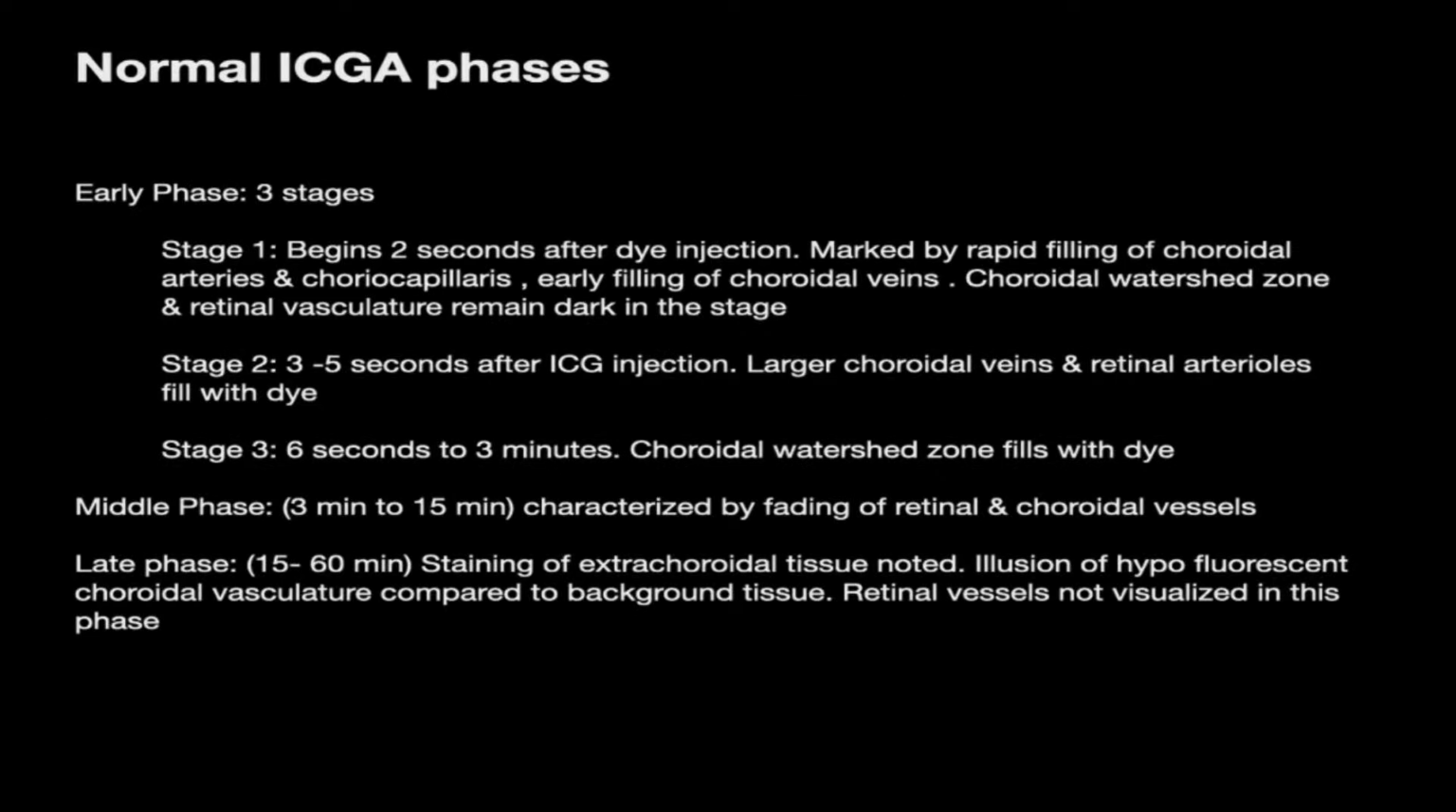The phases over here would be the early, middle, and late phase. The early phase would be divided into 3 stages. The first stage begins pretty early, 2 seconds after the dye injection. It's marked by rapid filling of choroidal arteries and choriocapillaris, and there's an early filling of choroidal veins. The second stage begins 3 to 5 seconds after the injection, and larger choroidal veins and retinal arterioles fill up with the dye. Third stage would be 6 seconds to 3 minutes, where the choroidal watershed zone fills up.